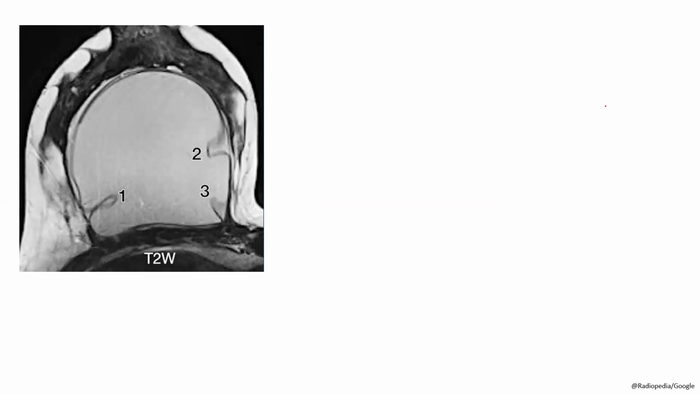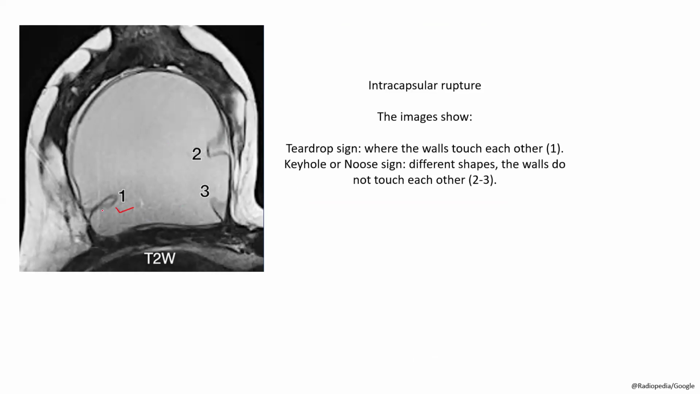This is MRI breast in a case of breast implant, silicone implant. So what are these numbers indicating? The number one is indicating teardrop sign. There is presence of silicone between the flaps. 2 and 3 are indicating keyhole or noose sign. So these walls are not touching each other. So this is keyhole or noose sign, and this indicates intracapsular rupture of silicone implant.